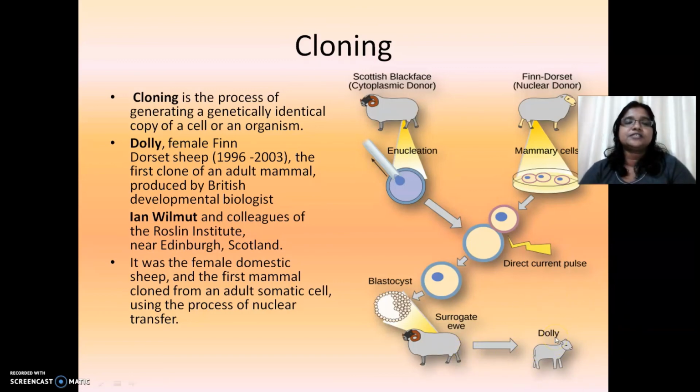So it was the first female domestic sheep, and the first mammal, to be cloned from an adult somatic cell. You should know that here there is no fusion of male and female gametes. From the somatic cell, the identical copy has been formed, and that we call cloning. Cloning is a process of generating a genetically identical copy of an organism. Yes? Is it clear? Thank you.